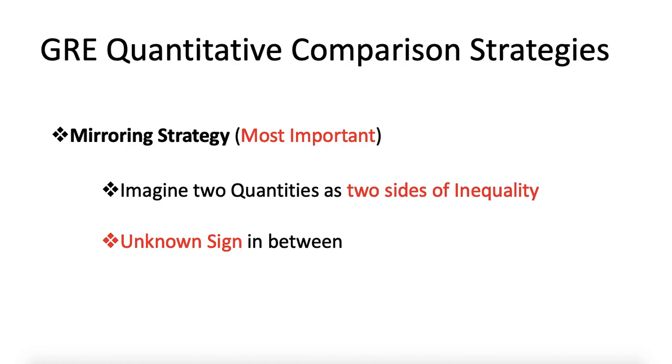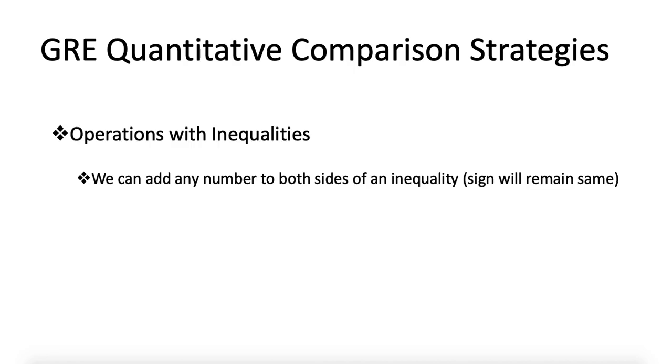So we imagine we have two quantities, quantity A and quantity B, both are sides of an inequality, but we don't know the actual sign in between, so we use a question mark in between. Before going further, let's quickly recap the basic operations on inequality. First, if we add the same number on both sides of an inequality, there will be no change in the sign.